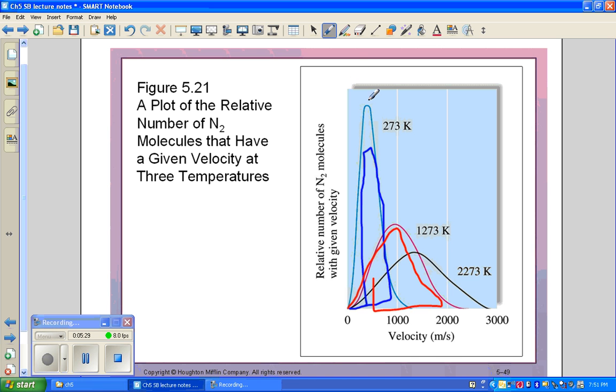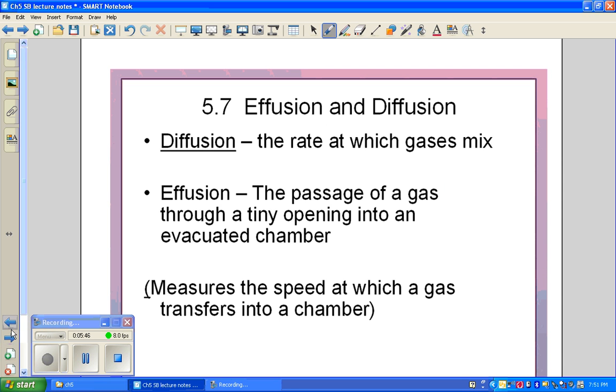So these peaks represent the most probable velocity, but again, you can see that as we increase the temperatures, things are behaving less ideally, which is what we have been talking about. So it increases this range of velocities, much harder to pinpoint.